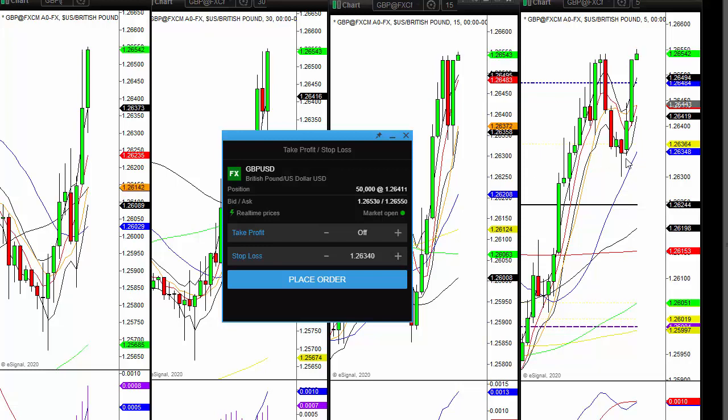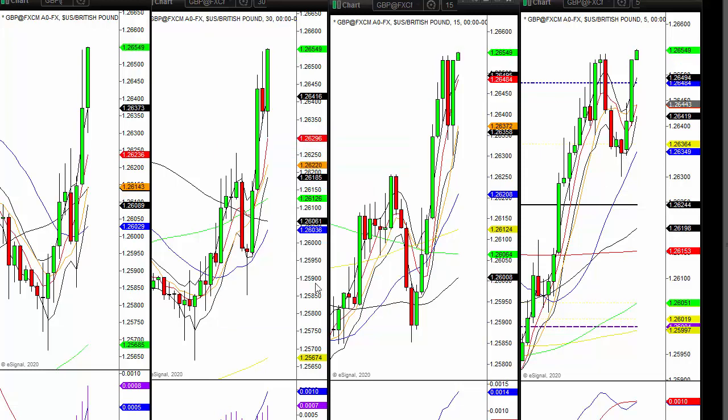34, that stop's coming up to. Yep, below that. Yeah, about 34. Okay, so we're being aggressive on this, and then we're just going to see.